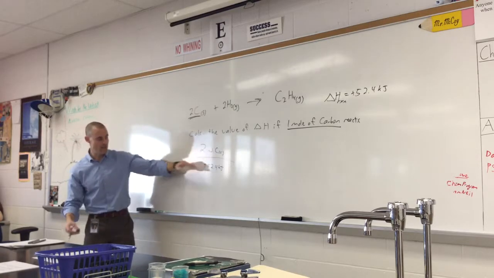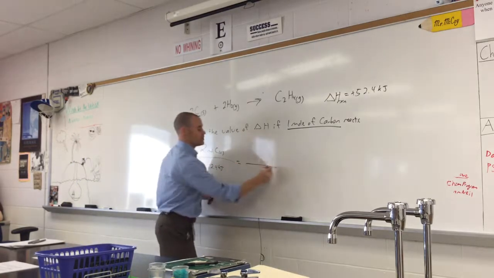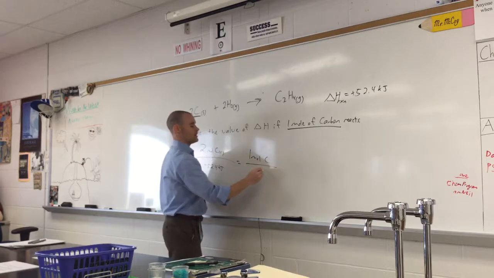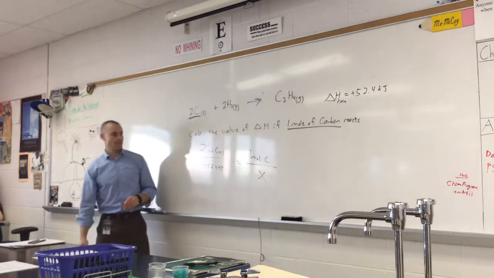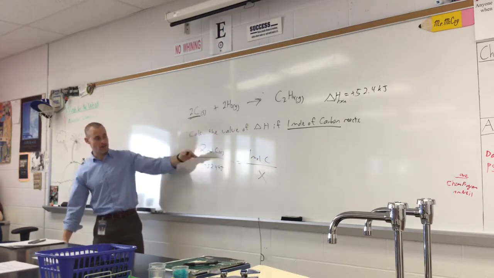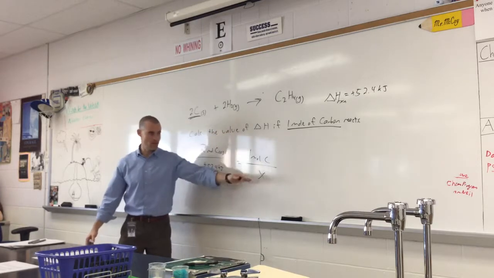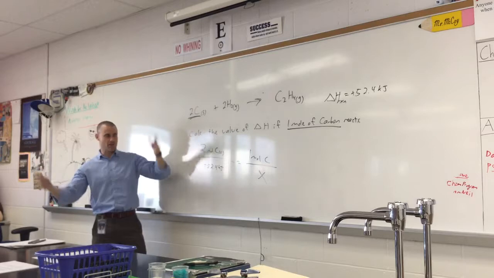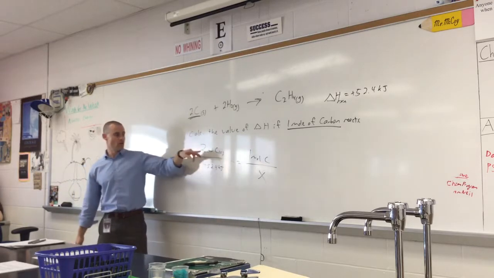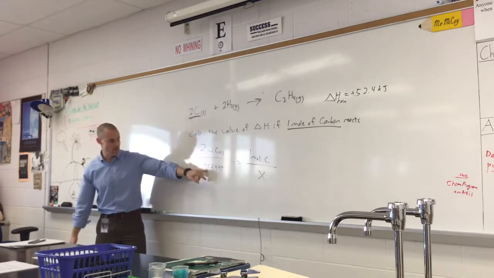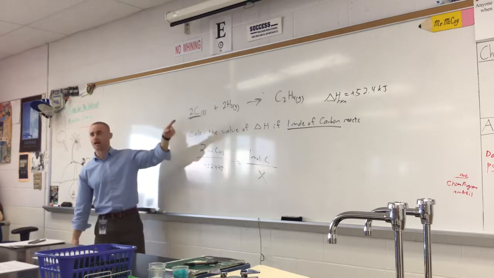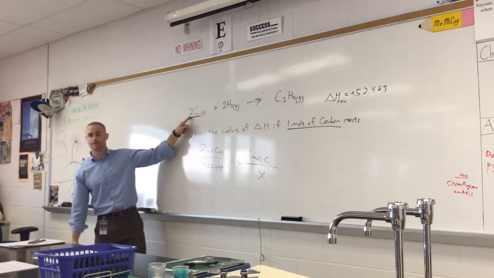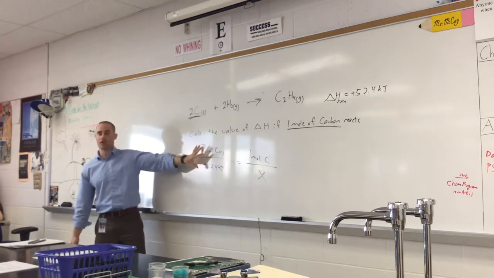2 moles needs 52.4. So 1 mole of carbon needs X. Just like 1 car needs 4 tires, 100 cars would need X. That's another way to explain it. I'd use cars just because it's something easy that you understand. 2 moles of carbon needs 52.4. How do I know that? Table I. And how do I know the 2? It's right here. So this side is just from table I.